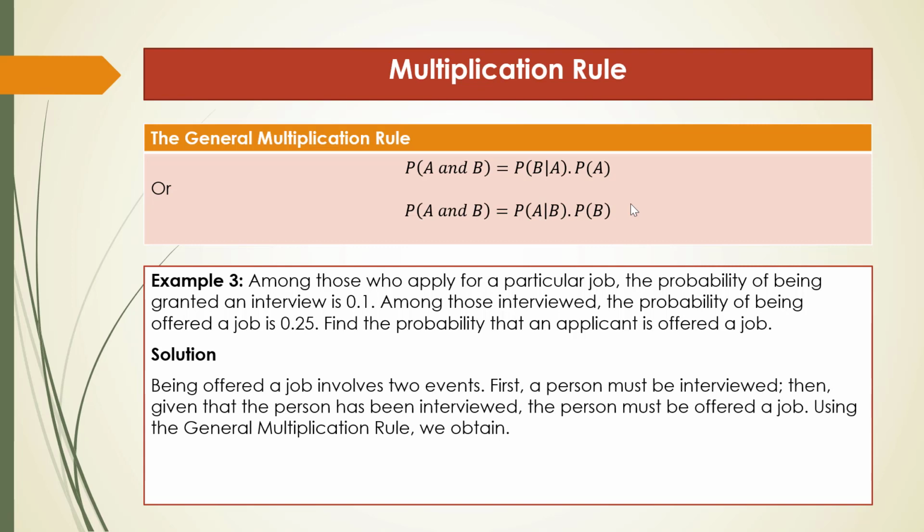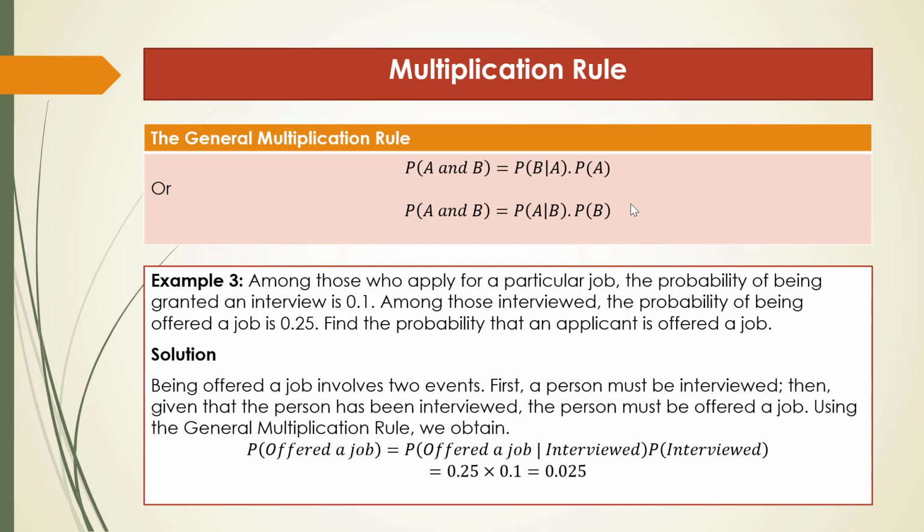So being offered a job involves two events. First, a person must be interviewed. Then, given that the person has been interviewed, the person must be offered a job. Using the general multiplication rule, the probability that the person is offered a job is equal to the probability that the person is offered a job given she is interviewed, times the probability that she is interviewed. So that is 0.25 times 0.1, and the answer is 0.025.